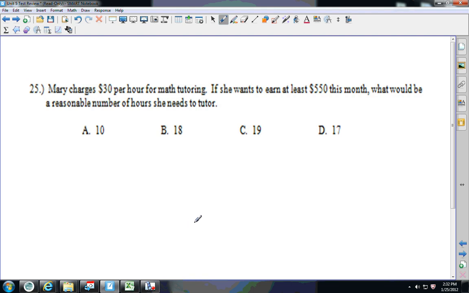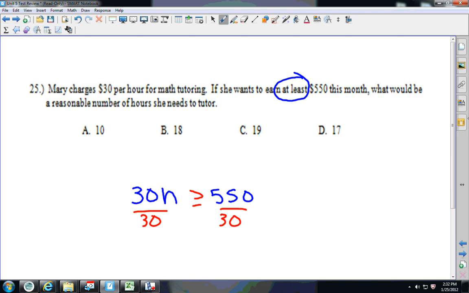Next one. Mary charges $30 an hour for math tutoring. She wants to earn at least $550 this month. What would be a reasonable number of hours she needs to tutor? You have $30 per hour. At least is greater than or equal to 550. Divide by 30 to solve it. So you get H is greater than or equal to 550 divided by 30. That would be 18.333.